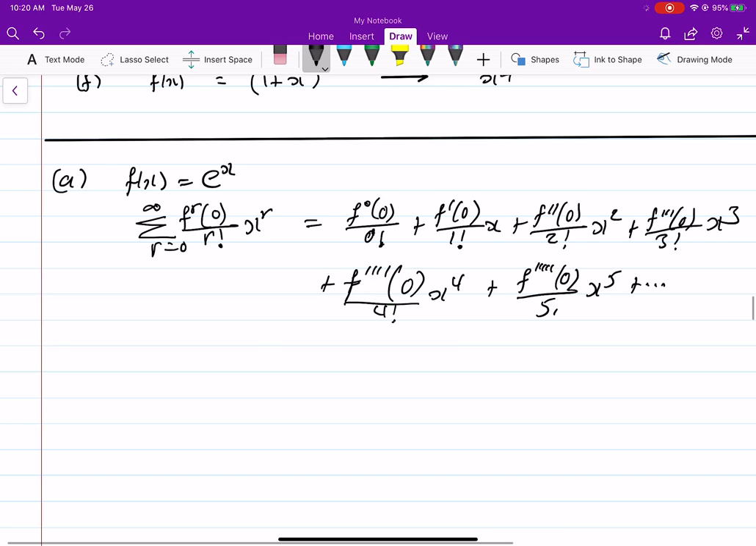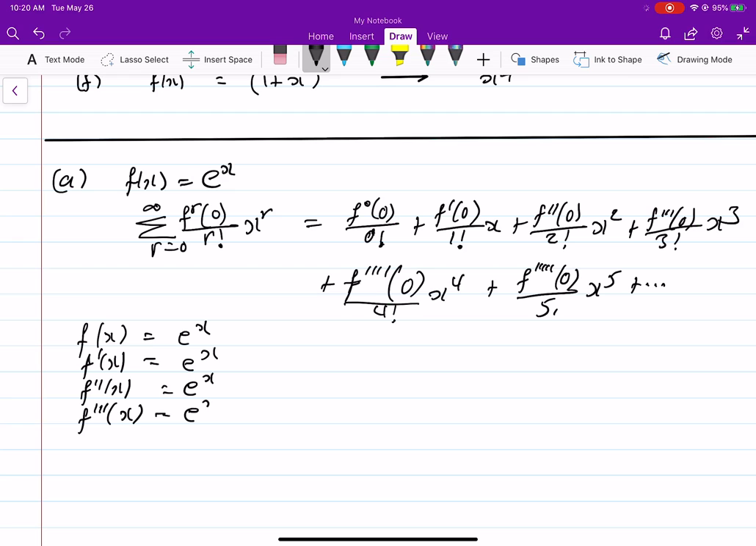Well, this is not a very difficult function to differentiate. Everybody knows that if f of x is e to the x, f prime of x is also e to the x, f double prime of x is also e to the x, f triple prime of x is also e to the x, f quadruple prime of x is e to the x, and f 5 primes of x is e to the x, which makes, and now I have to evaluate the function and all of its derivatives at x equals 0.